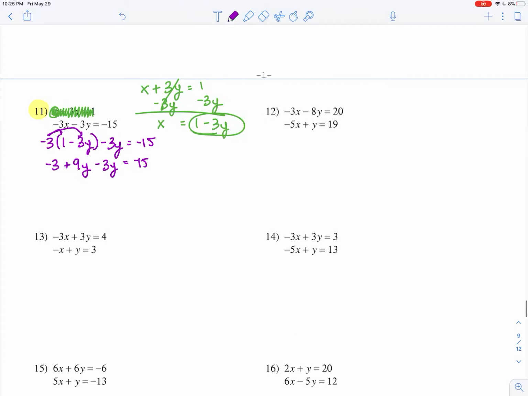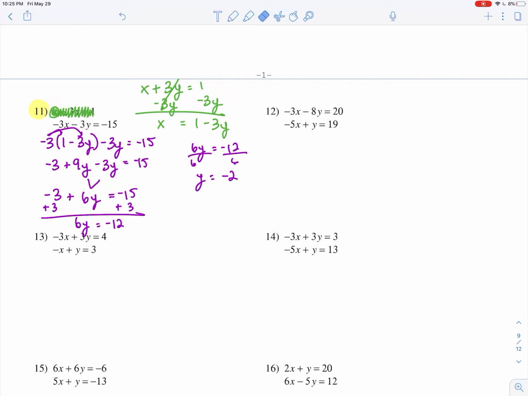Let's combine like terms. You can combine 9y and negative 3y. That's negative, what am I talking about? That's positive 6y. And then I can bring down that negative 3, and that is equal to negative 15. Let's keep going. Add 3 to both sides. 6y is equal to negative 12. If I continue my work over here, divide both sides by 6, and y is equal to negative 2.